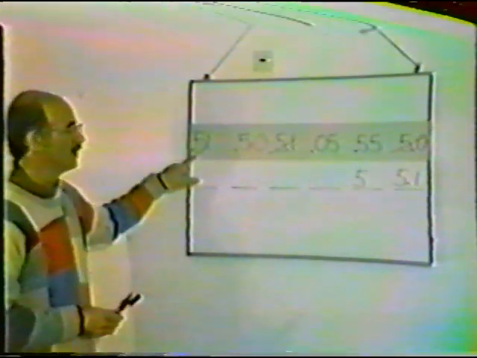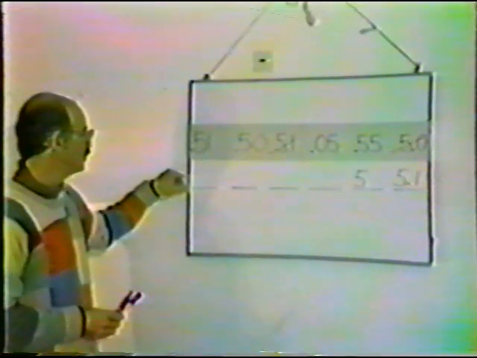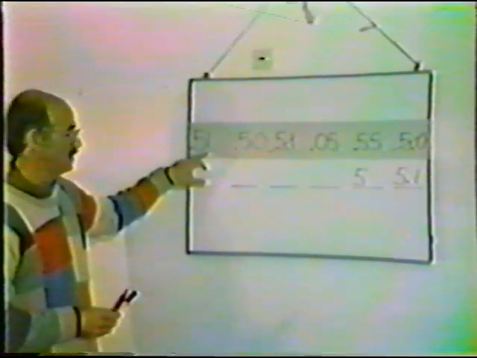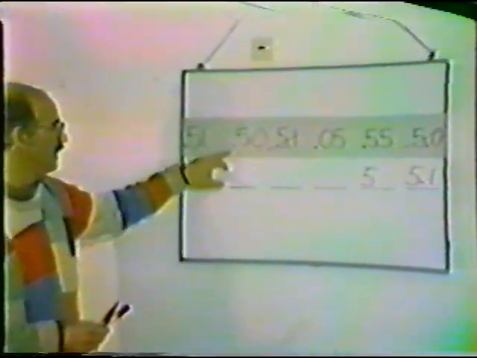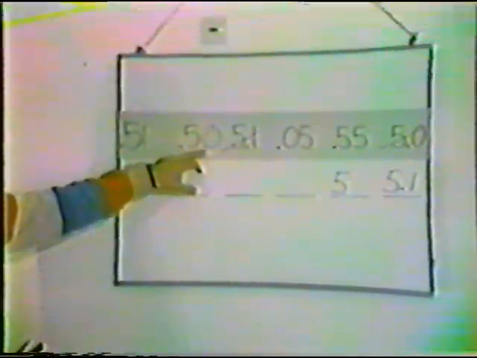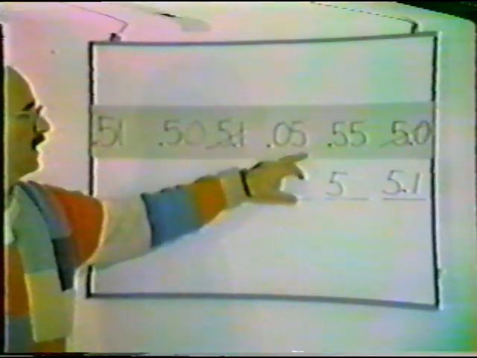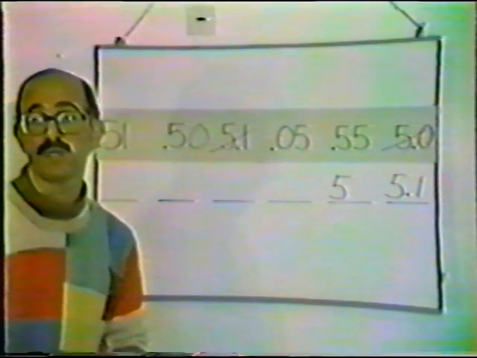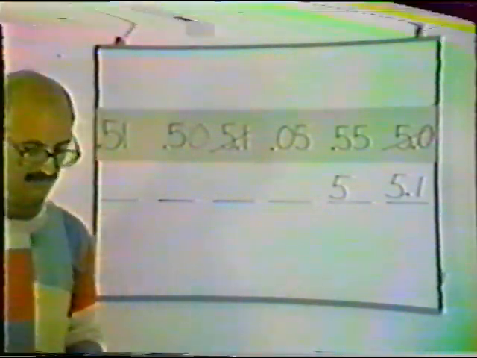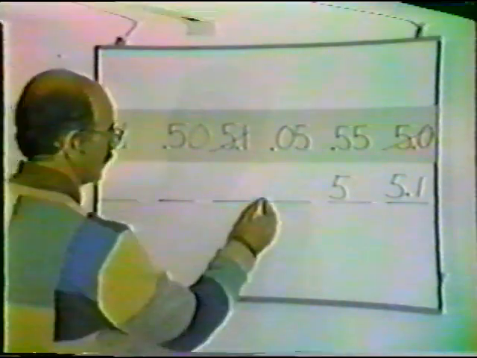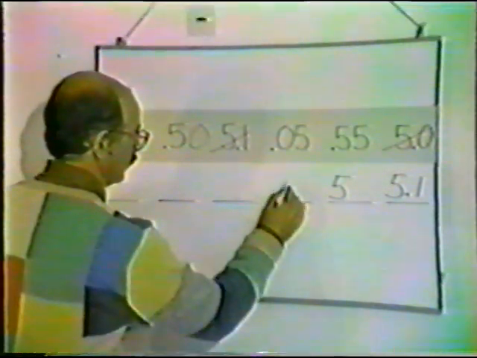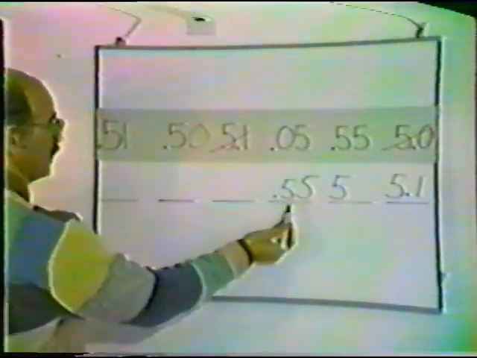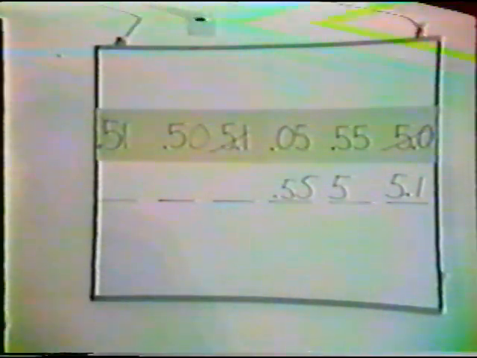Let's read these numbers and see which is the larger. This one is how many hundredths? 51. And how many hundredths is this? 50. And this? 5. And this? 55. Of those 4 numbers, which is the largest? 55 hundredths. So we'll put that here.